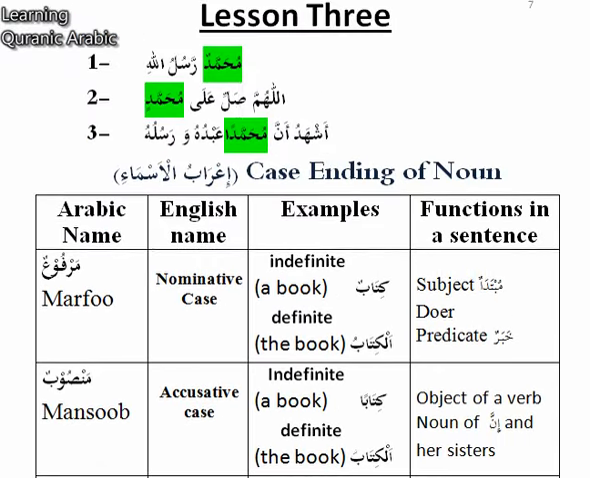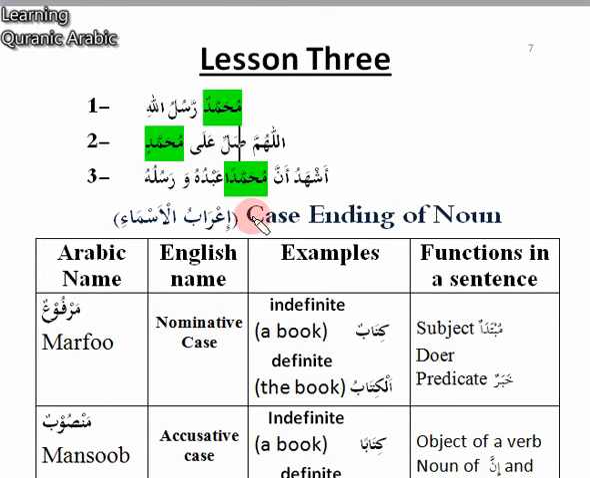Our today's lesson. Wahid, can you read these examples first? Muhammadun Rasulullah, Allahumma salli ala Muhammadin, ashhadu anna Muhammadan abduhu wa rasuluhu. Yeah, you can see that here it's Muhammadun. In the second example, it's Muhammadin. In the third example, it's Muhammadan. You see, dun, din, dan.